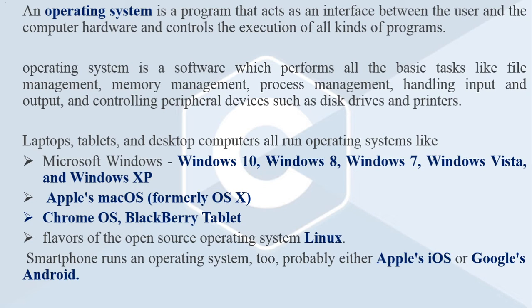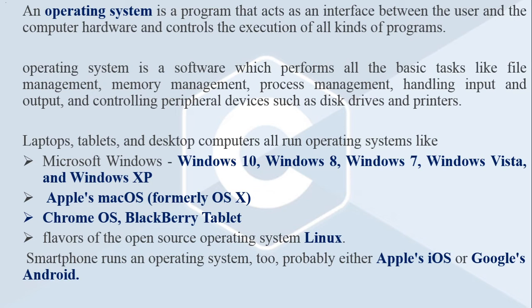An operating system is software which performs all the basic tasks like file management, memory management, process management, handling input and output units, and controlling peripheral devices like disk drives, printers, keyboards, mouses, etc. Every type of device, every memory unit, and every process is managed by our operating system.